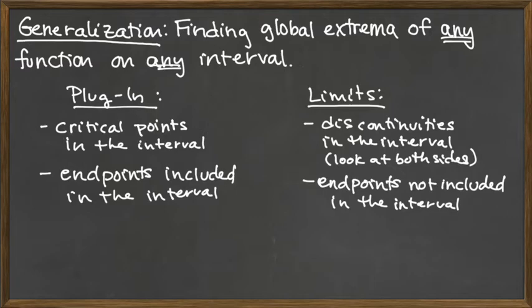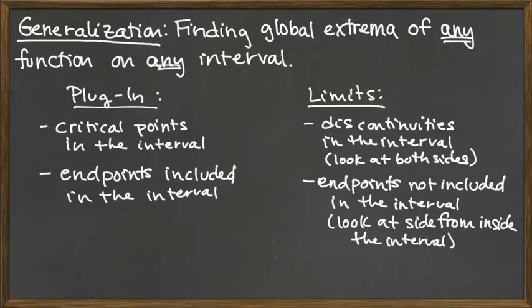And what we're going to be doing is we're going to be looking at the side coming from the inside of the interval. So look at the side from inside the interval. So for instance, if it's the left endpoint that's missing, we're going to be looking at the limit coming from the right, because that's the part of the interval that we would be inside moving towards the edge, which would be the endpoint that's not included.